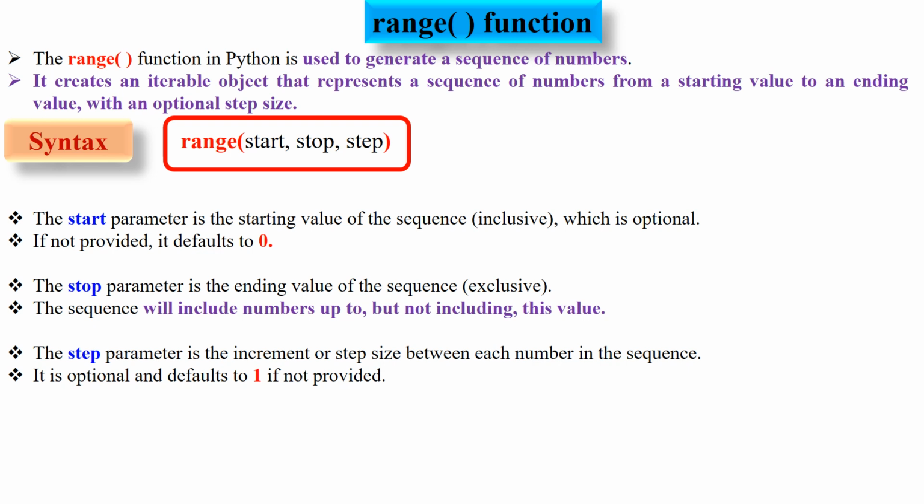The start parameter is the starting value of the sequence, inclusive, which is optional. If not provided, it defaults to 0. The stop parameter is the ending value of the sequence, exclusive. The sequence will include numbers up to, but not including, this value. The step parameter is the increment or step size between each number in the sequence. It is optional and defaults to 1 if not provided.